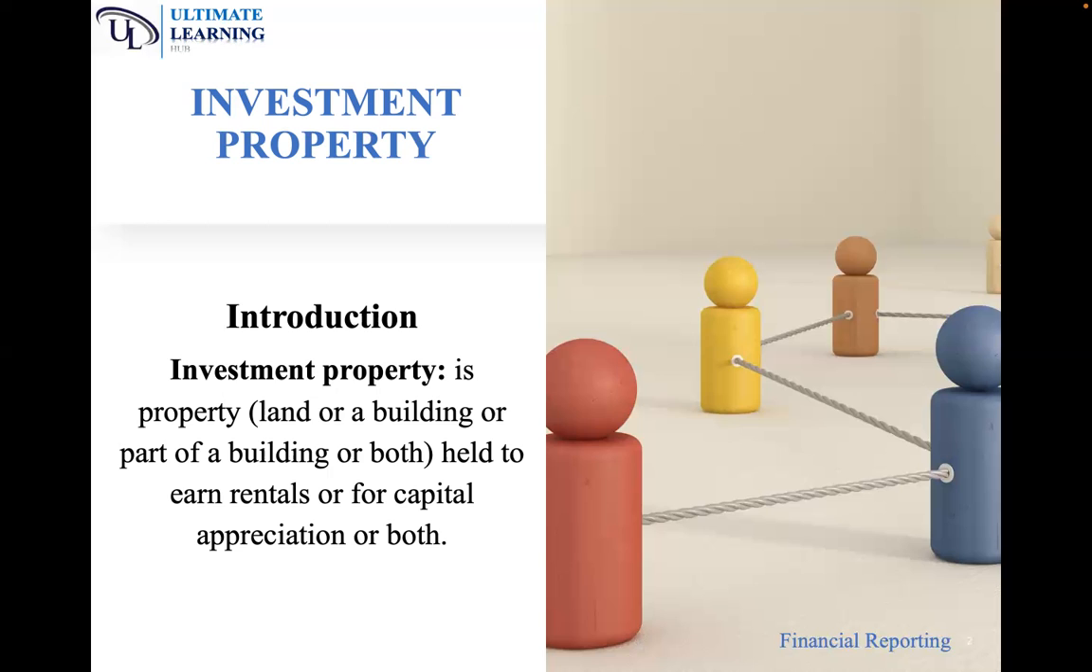If this property is used by the business entity, it becomes IAS 16, property, plant, and equipment. And if it is for sale in the ordinary course of business, it's put under IAS 2, inventories. So there must be a clear distinction between investment property, that is IAS 40, property, plant, and equipment, IAS 16, and IAS 2.